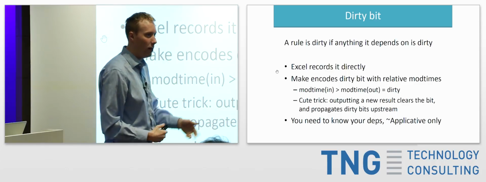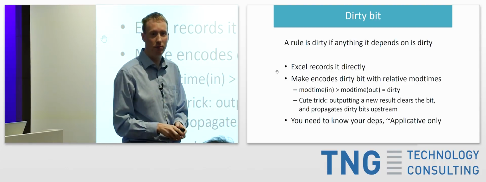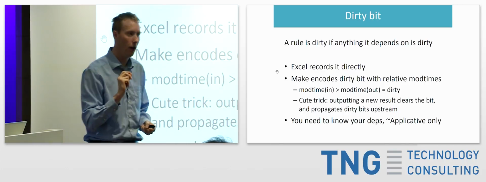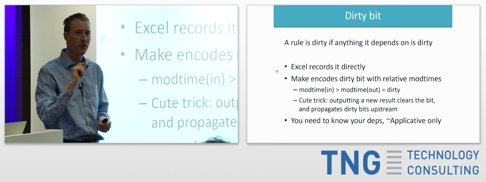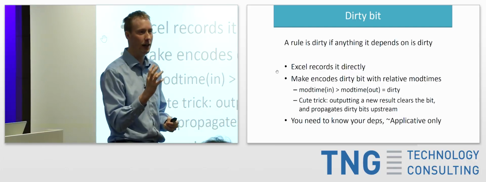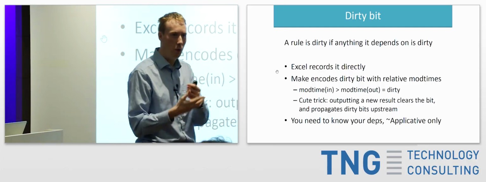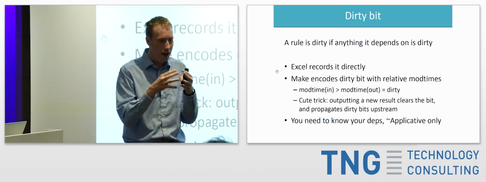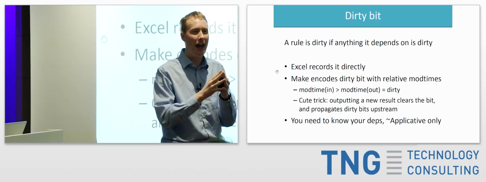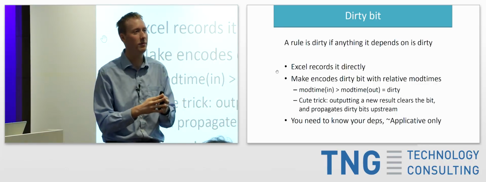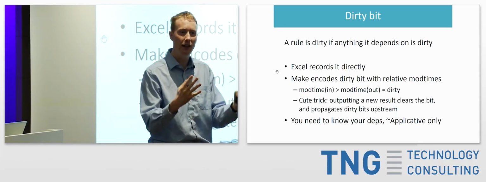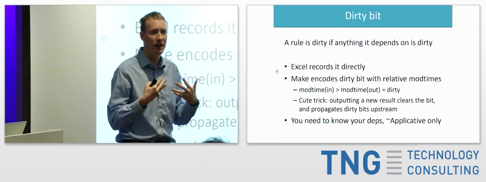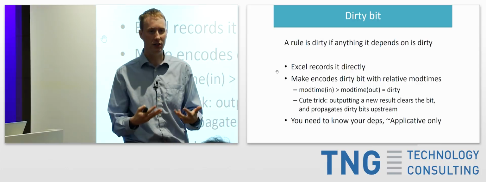Excel implements this strategy by literally recording whether each cell is dirty or not. Make, on the other hand, uses a very clever encoding of the dirty bit. One of the really beautiful things about Make is it's a really sweet spot in the design space where they didn't add anything to the file system. They didn't have to invent anything. They used things that were already there. And the way Make encodes its dirty bit is using file modification times.